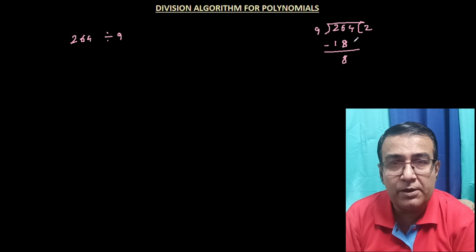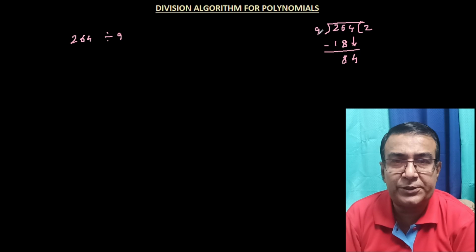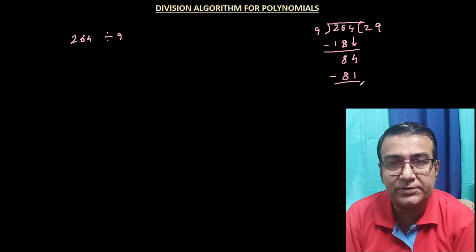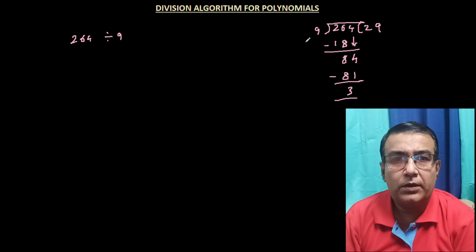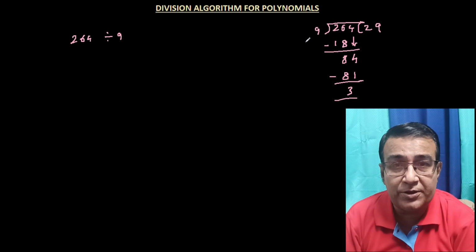Bring the next number down, which is 4, we get 84, and 9 goes into 84 9 times, so 9 goes into the quotient, and 9 times 9, 81 comes below 84. We subtract it and we get 3. Now there's no number to bring down, so obviously we will have to stop the division right here.